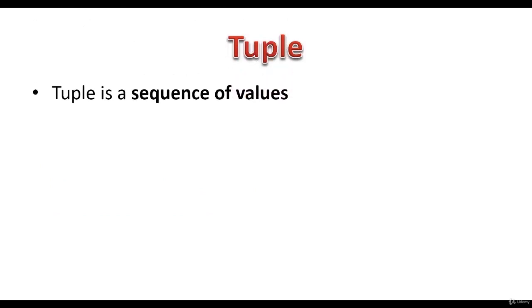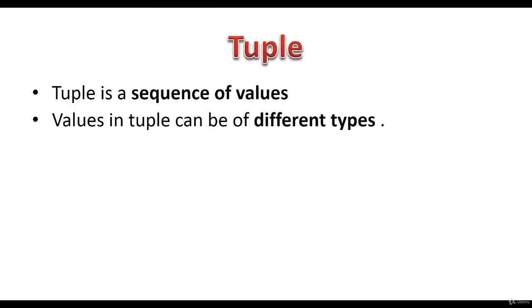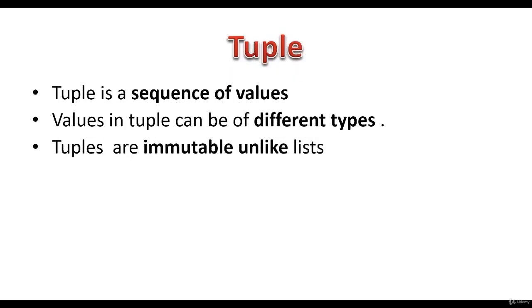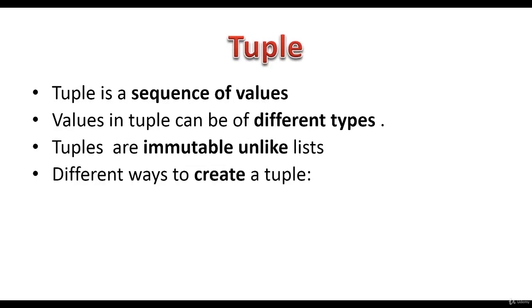Tuple is a sequence of values. These values can be of different types, like a list. However, tuples are immutable, unlike lists. There are different ways to create a tuple.